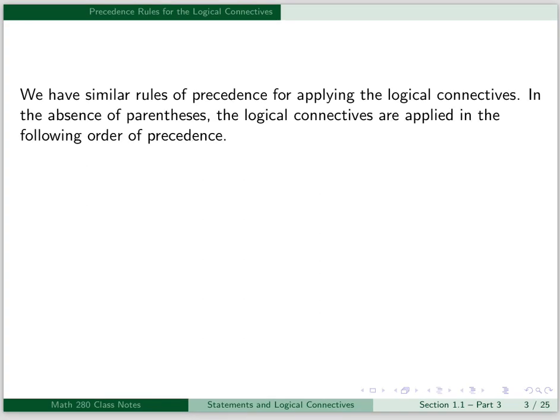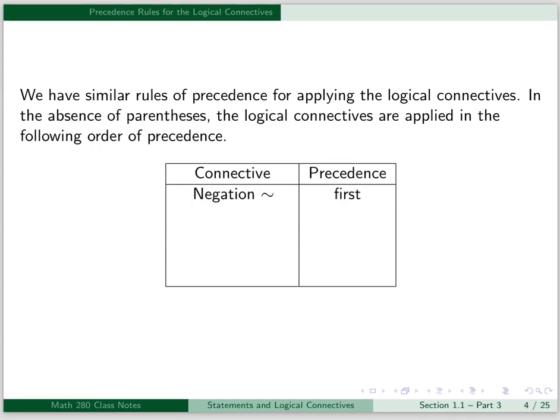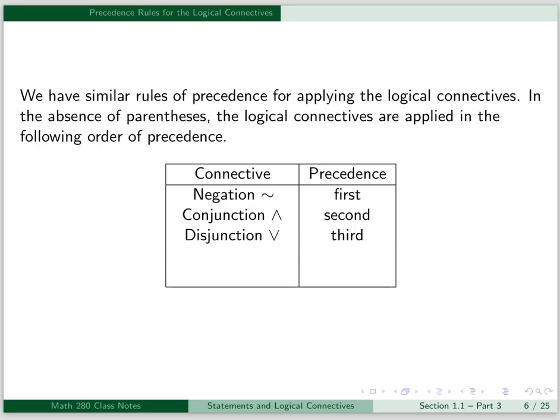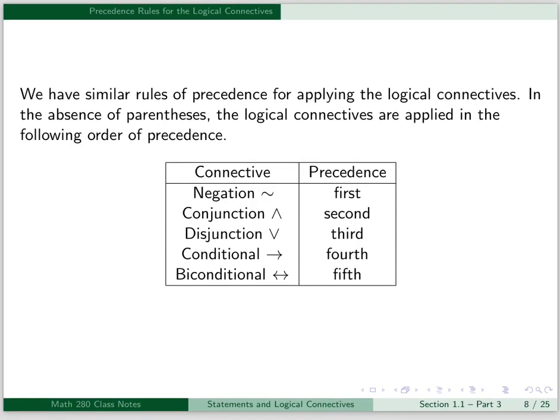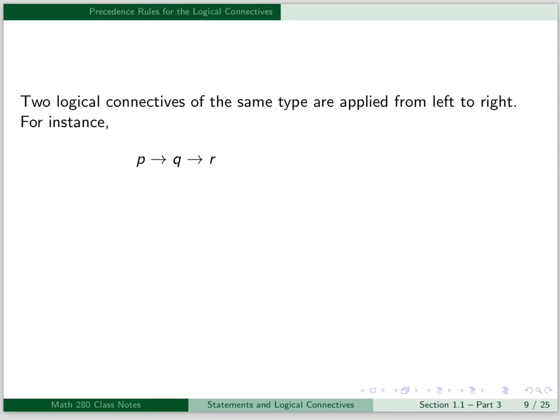In the absence of parentheses, the logical connectives are applied in the following order of precedence. Negation is first, conjunction second, disjunction third, the conditional fourth, and the biconditional fifth. Two logical connectives of the same type are applied from left to right. So for instance, P implies Q implies R means (P implies Q) implies R.